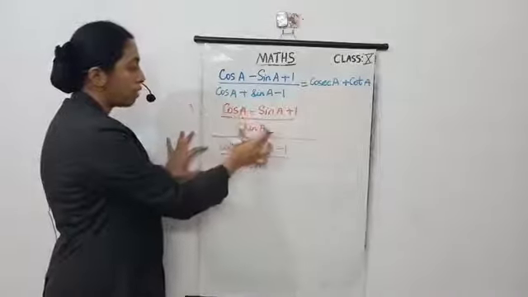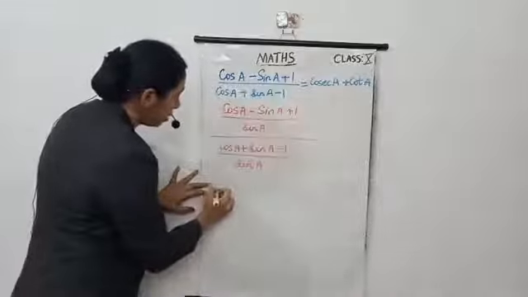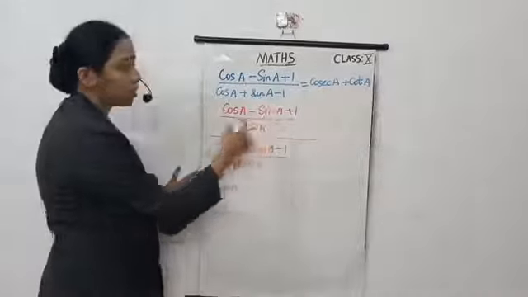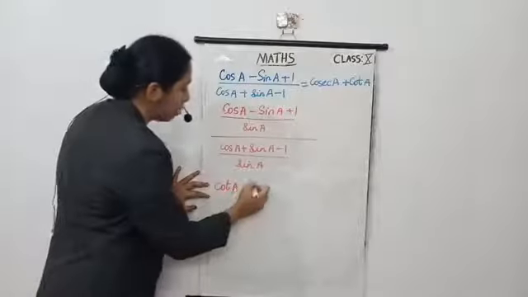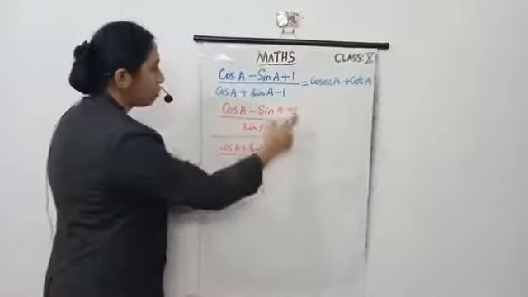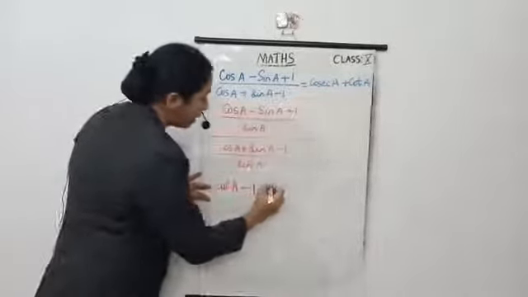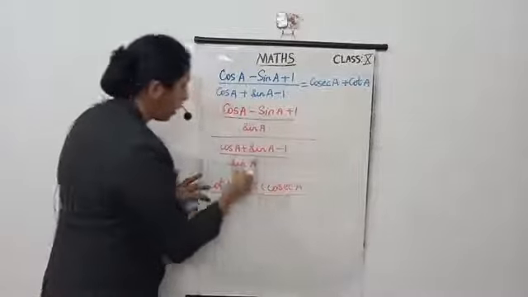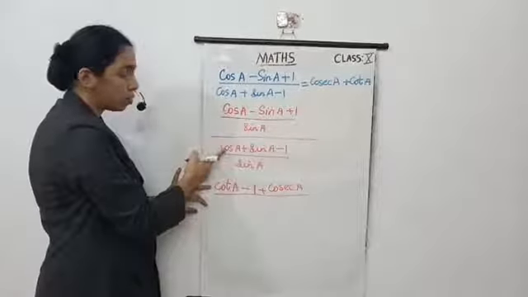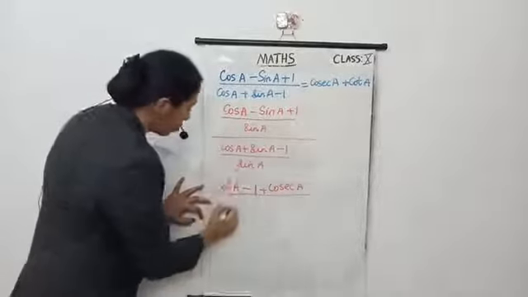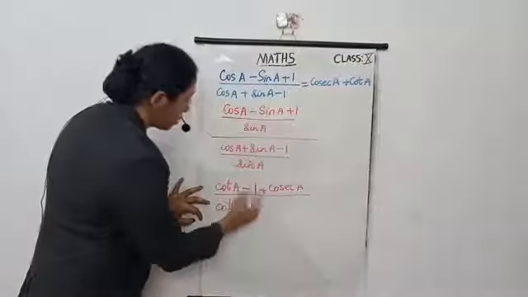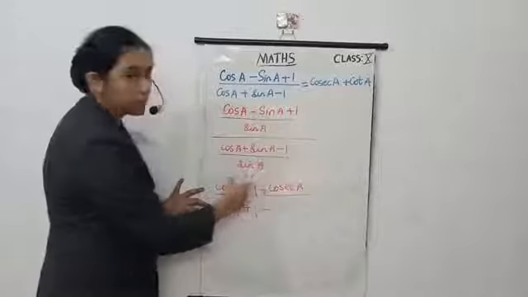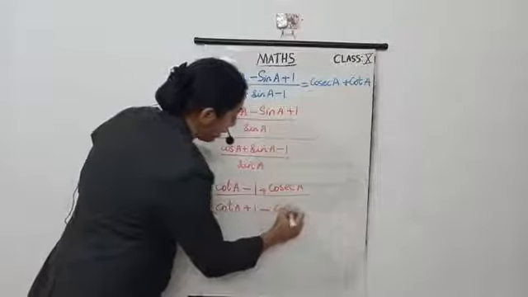So separately we consider one by one terms. So cos A by sin A. Cos A by sin A is cot A. Then this minus sin A by sin A. Sin A by sin A is 1 plus this 1 by sin A. 1 by sin A is cosec A, divided by, now consider same like this, cos A by sin A is cot A. Now plus sin A by sin A is 1. Now minus 1 by sin A is cosec A.